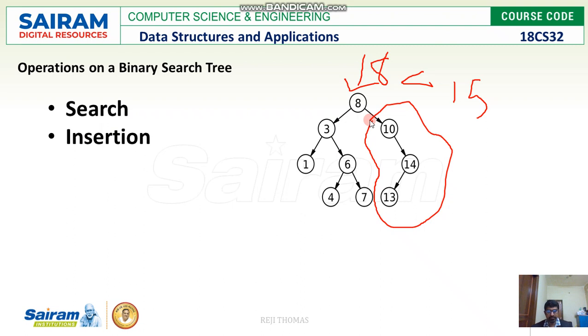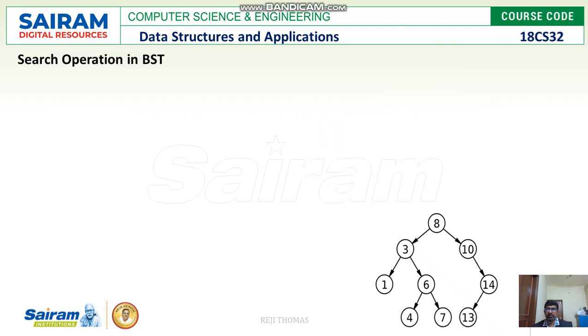Next is insertion. Insertion is also comparatively easier than in a binary tree, because this also has to be done based on the values. By comparing with the root node, we can find whether you should go to the right subtree or left subtree. And the last one is deletion. So these are the three basic operations we are going to focus on with binary search trees. Obviously there is also traversal. So let us see the first one, which is the search operation in a binary search tree.